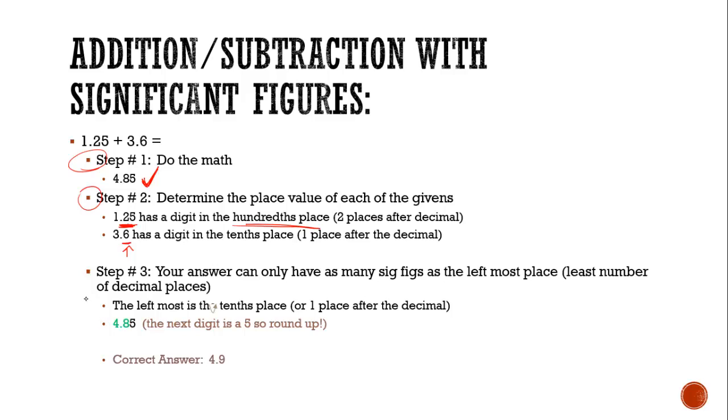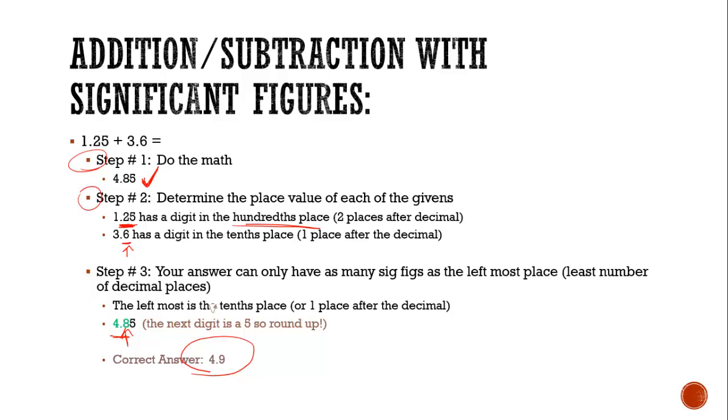So 4.85 here, that means I can only round to the 8 because I can only have one place after the decimal. So I look and the next number is a 5, so that means that the 8 must be rounded to a 9, so the answer is 4.9. So addition and subtraction is all about the number of significant decimal places. Let's try another one.